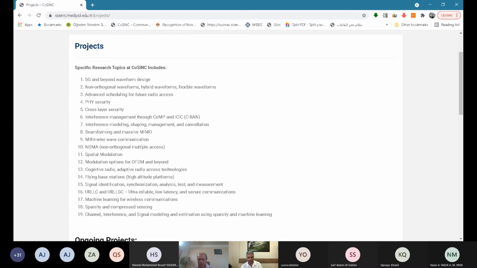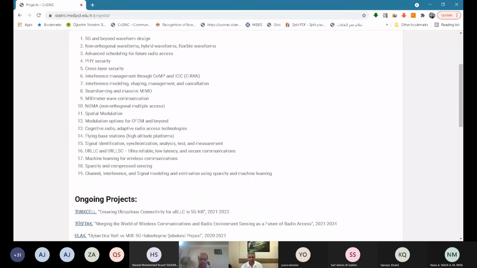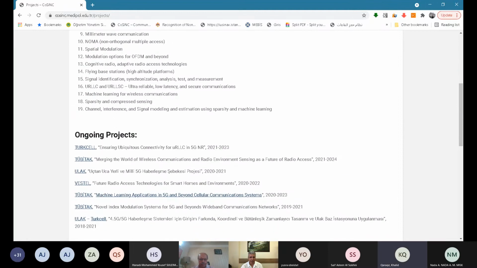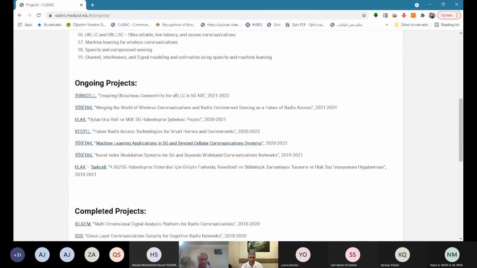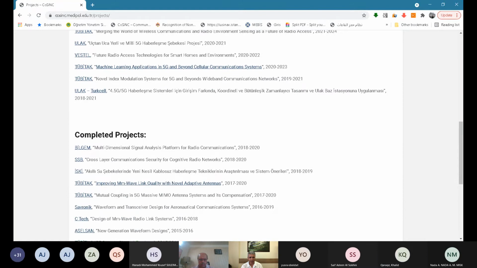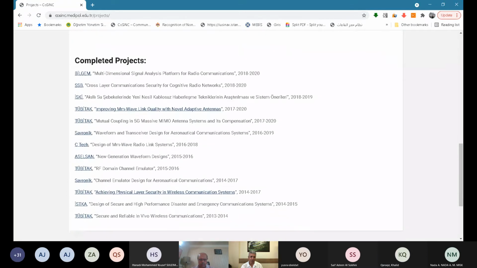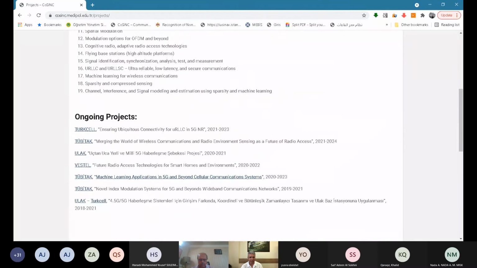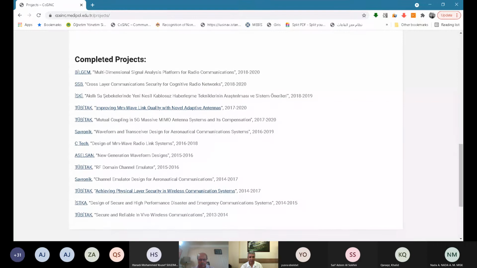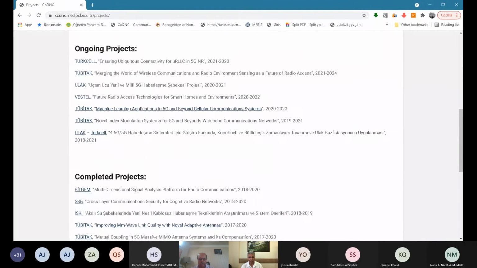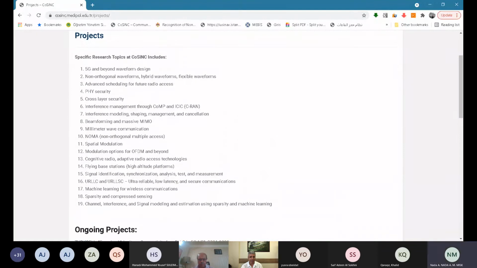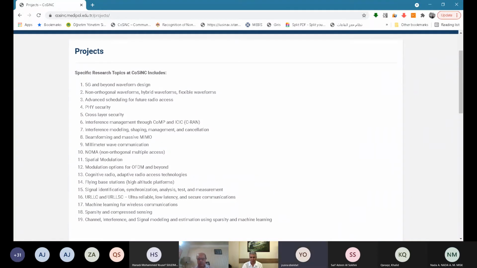Halit also has a lab like this in Qatar. He's also teaching a course. In our first project, we actually built that lab together with Halit. These labs are very useful. Not many universities have this kind of lab, but we were lucky to get some grants to be able to build these labs. Thank you. Thanks for clarifying.